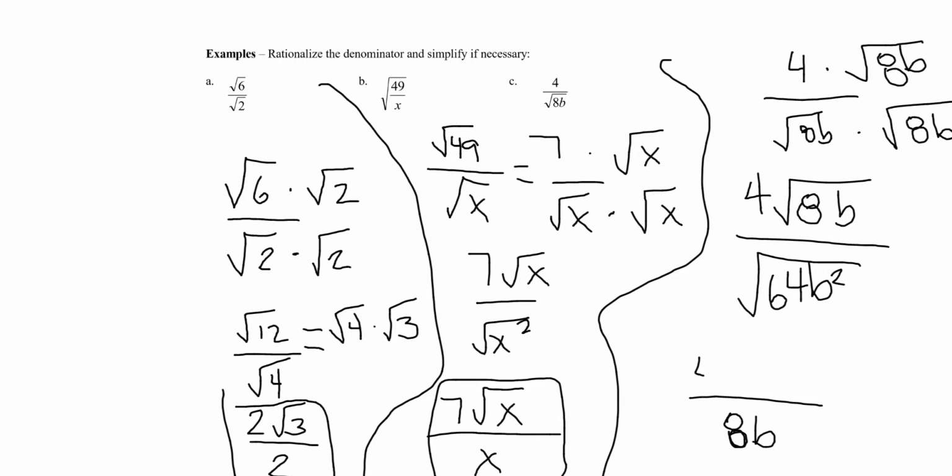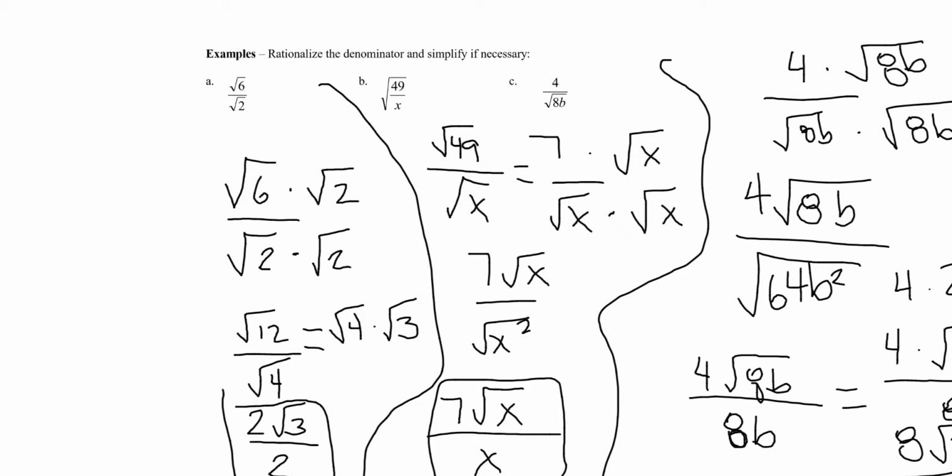On the top right now, we have 4 square root 8b. But 8 has a factor of 4 in it, which is a perfect square. So we have to simplify. So we're going to have 4 times the square root of 4 times the square root of 2b, because 2 times 4 is 8, all over 8b. Okay, the square root of 4 is 2. So 4 times 2 times the square root of 2b is going to give me 8 square root 2b, all over 8b.